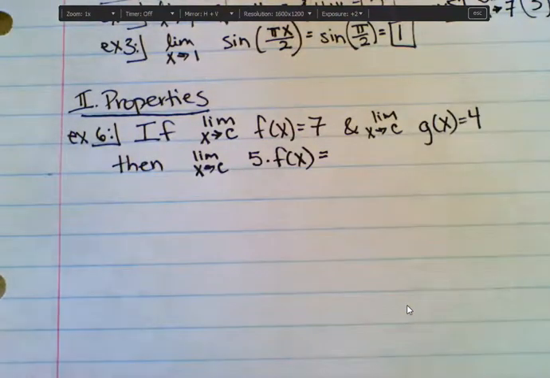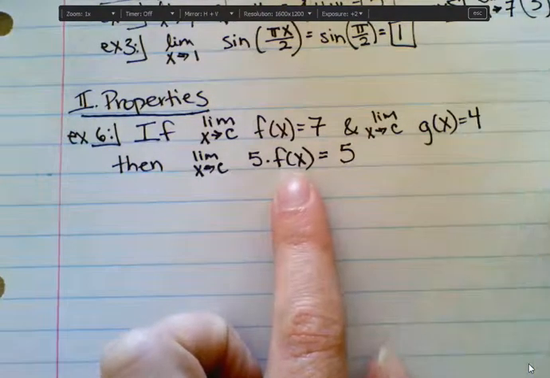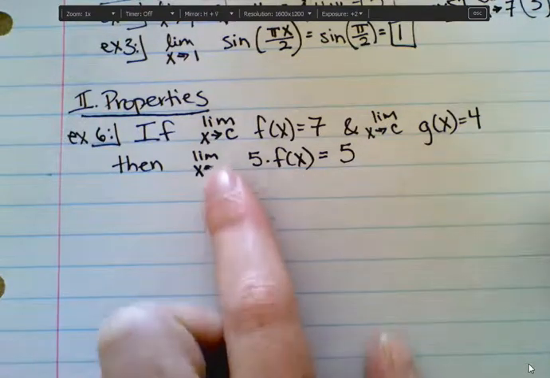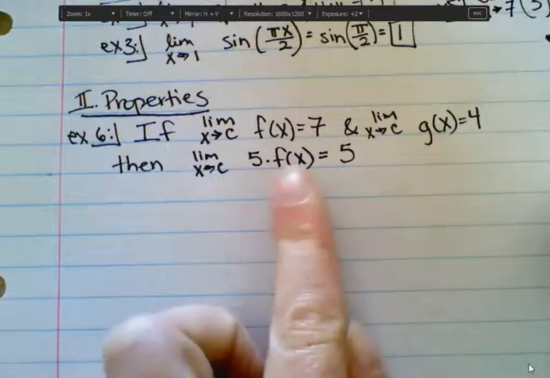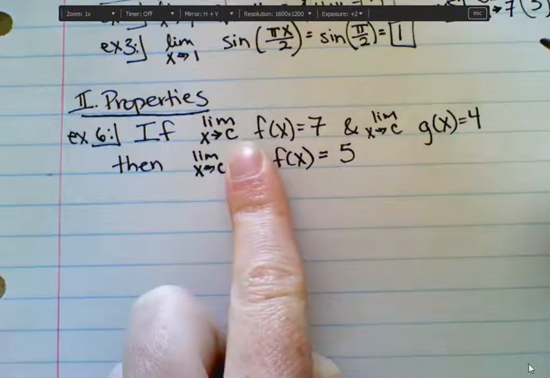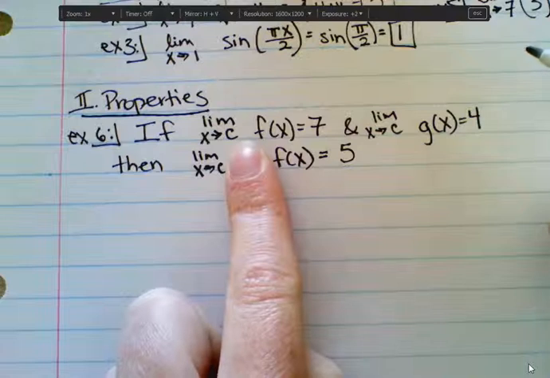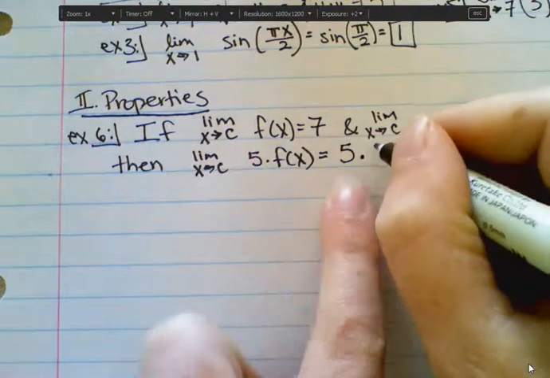What do you guys think that's going to end up equaling? So we know we have a 5 there. What can I substitute in here for f of x, if it's the limit as x approaches c? What do you guys think? If I was just looking at the limit as x approaches c of f of x, what does that equal? What did I tell you it equals? 7, right? And you need to multiply it by the 5, right?